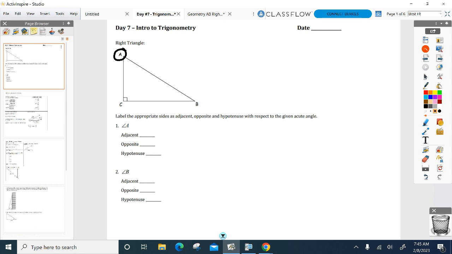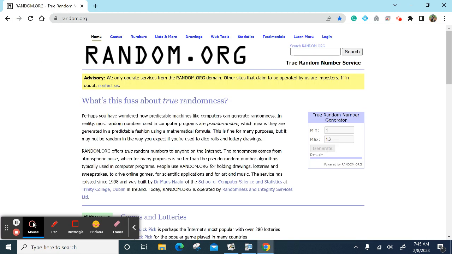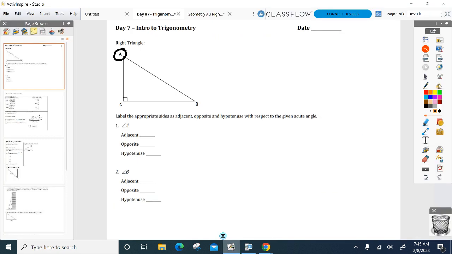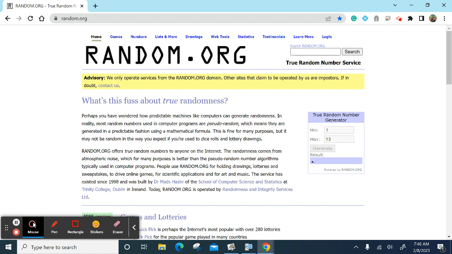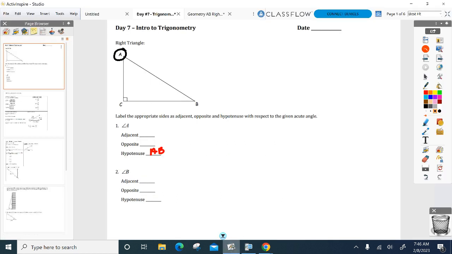Let's start with this. What would be the hypotenuse of this triangle? It doesn't really matter what angle I'm looking at, right? But if I'm looking at angle A, what's the hypotenuse of this triangle? Name the hypotenuse. AB, yep. So let's fill in AB for hypotenuse. What would be the opposite side of angle A? The side opposite angle A. Can you identify the side that is opposite angle A for me? CB, good.